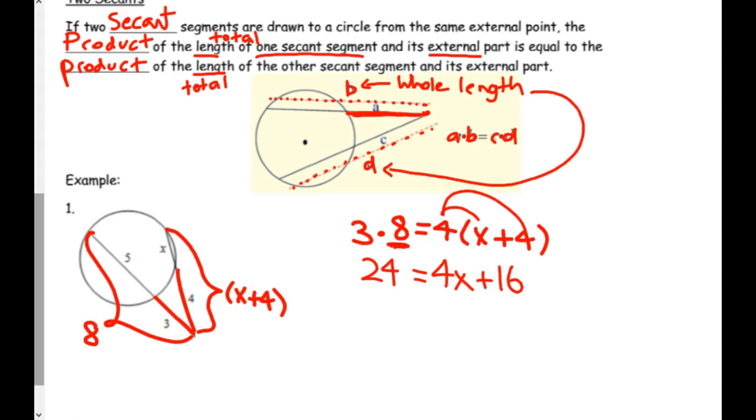Now this is slightly more complicated than before. It's just a 2-step problem, but we can do it. Let's just remember how to do this stuff. X is on the right side. Do I get rid of the 4 or the 16 first? The loner is 16, so to get rid of a positive 16, we subtract 16. What's 24 minus 16? 8 equals 4x. Now what's my last step? Divide by 4. So 8 over 4 is 2.